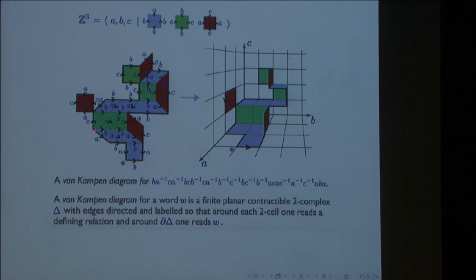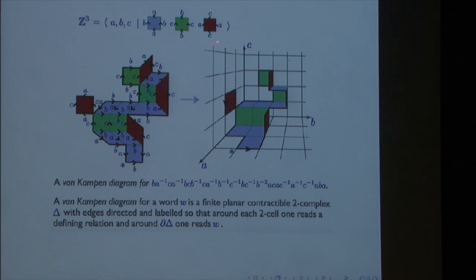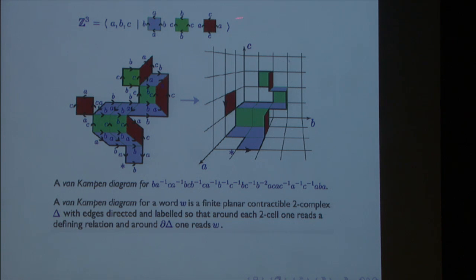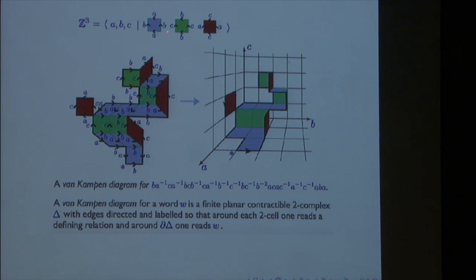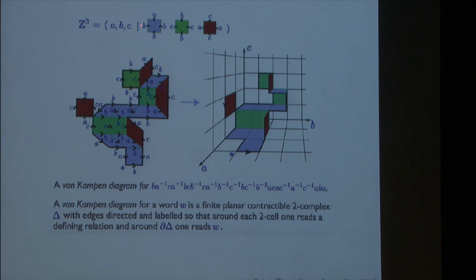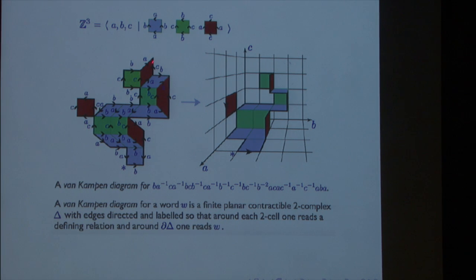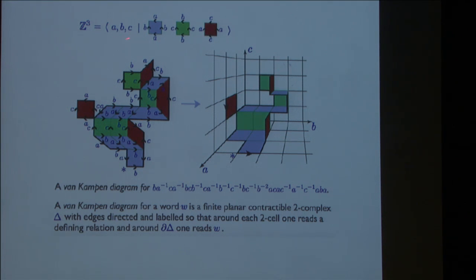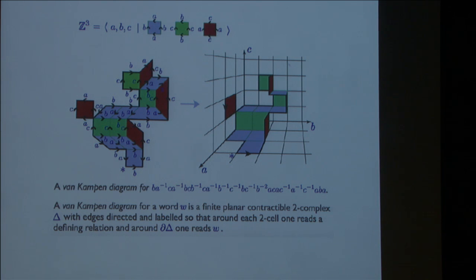This is a diagram for Z^3, the free abelian group with three generators, and we have three relations like this. The presentation is: A commutes with B, B commutes with C, and A commutes with C. So we have B A inverse B inverse A equal to 1, and so all three commutators are equal to 1.